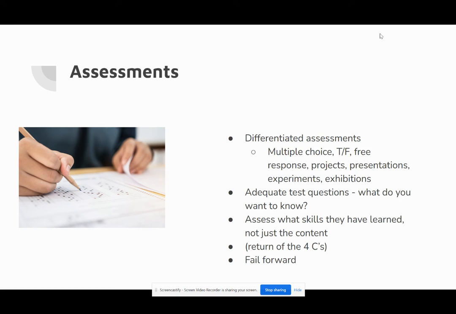And fail forward. I think we grade too much on just, is it correct? No? Okay, you don't get any points. But failing forward, meaning it's okay to fail. And I think that's a very important thing that Litkey talks about, is that just because a student fails doesn't mean they haven't learned. So fail forward.